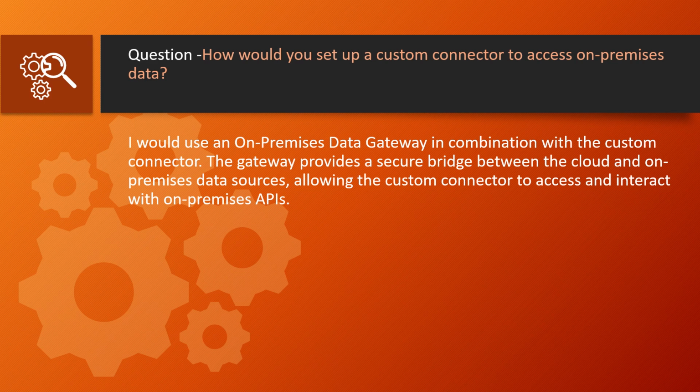How would you set up a custom connector that accesses on-premises data? So an on-premises data gateway will be required, in combination with the custom connector. The gateway provides a secure bridge between the cloud and the on-premises data source. So whenever you need to access on-premises data, you need to use the data gateway, and it will allow the custom connector to access and interact with the on-premises API.